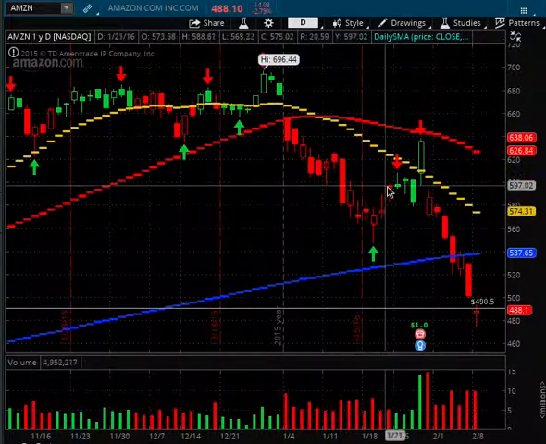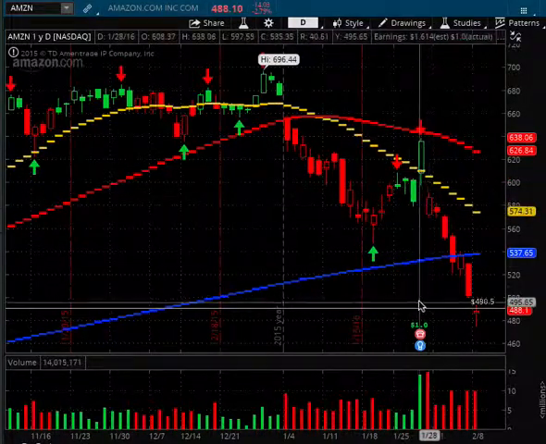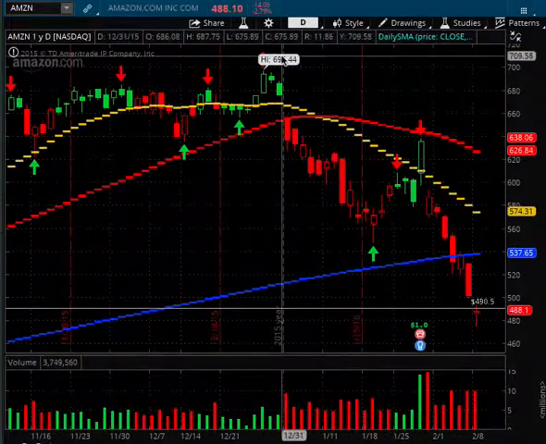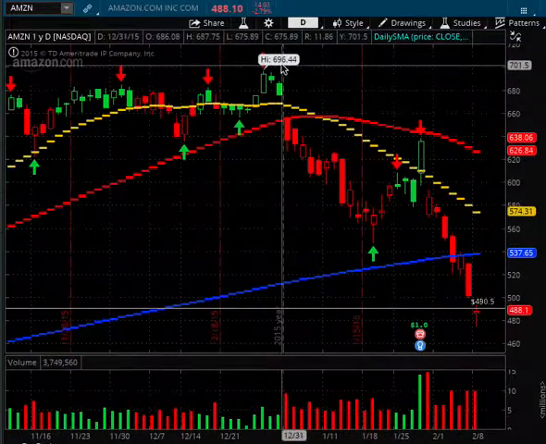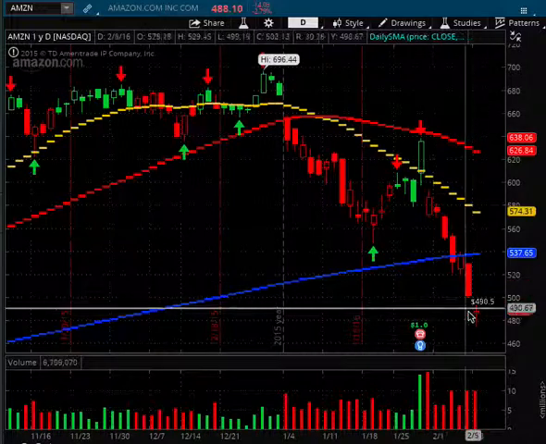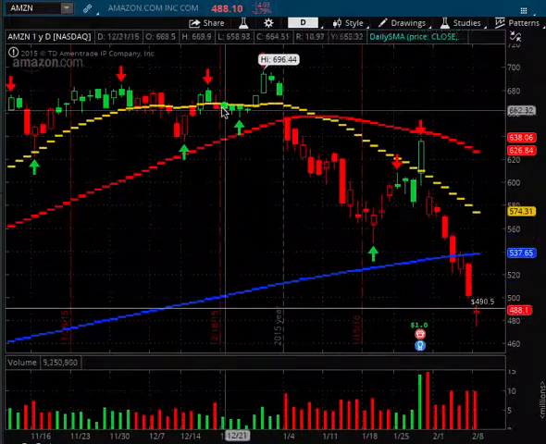But it looks like Amazon, this is a good time to buy if you want to buy it. This high right here that you guys can't see is $696.44. We're at $480 right now.